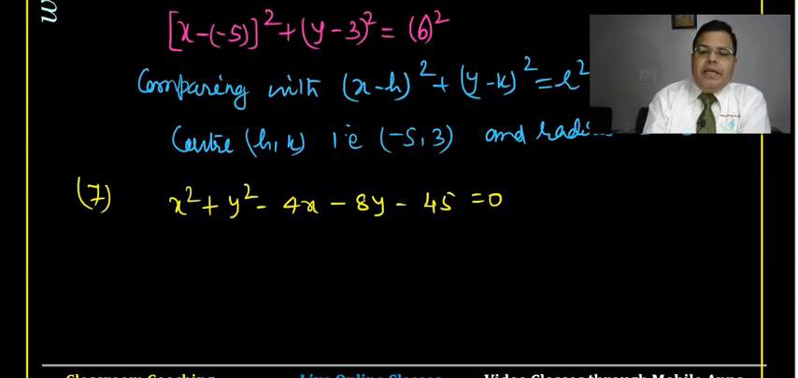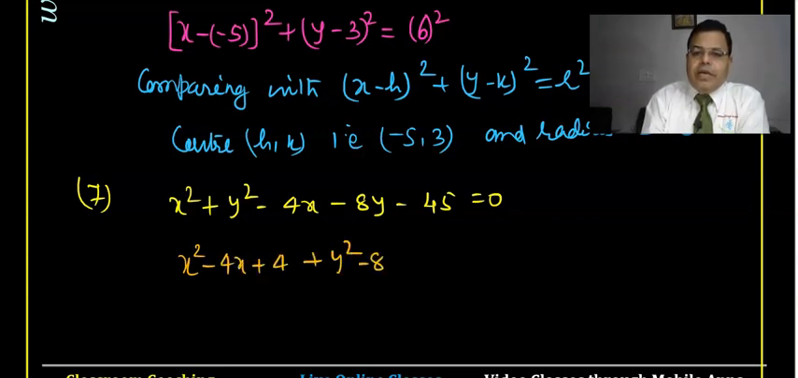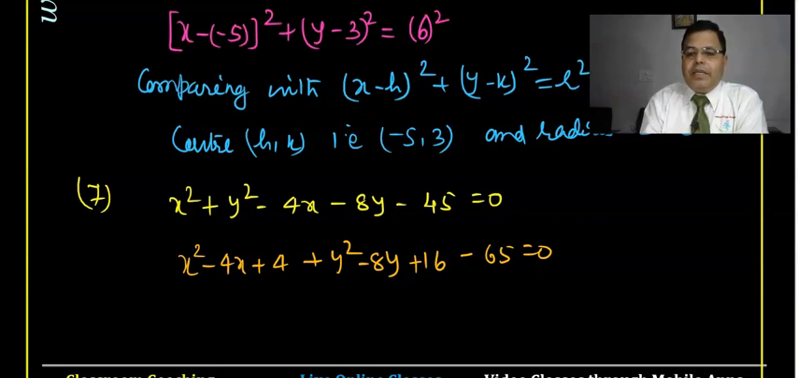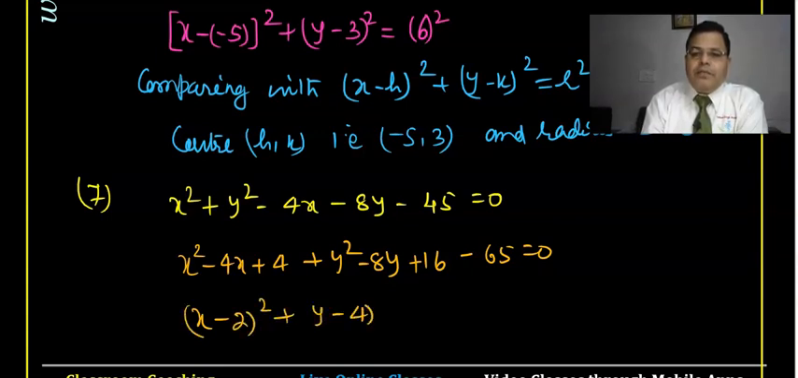This can be written as x² − 4x + 4 + y² − 8y + 16 − 65 = 0, because I have added 20 here, so 20 is added and 20 is subtracted. Now this can be written as (x − 2)² + (y − 4)² = (√65)².